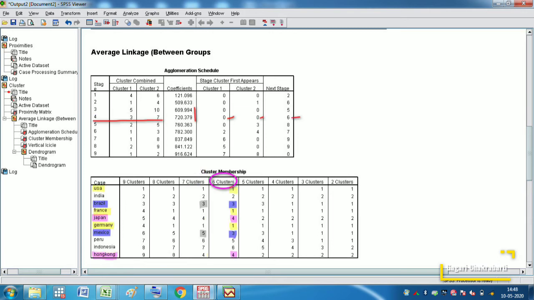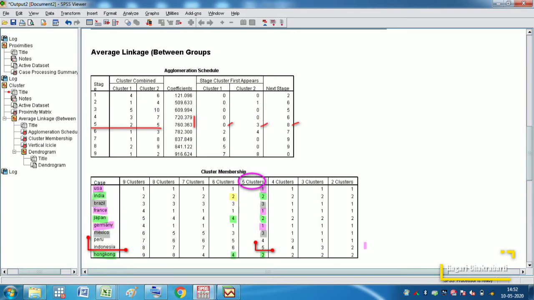In stage 4, Brazil and Mexico are combined. These two markets are quite similar, but their similarity is less than what it is for the Asian markets and for the US and the European market. So now we have 6 clusters.